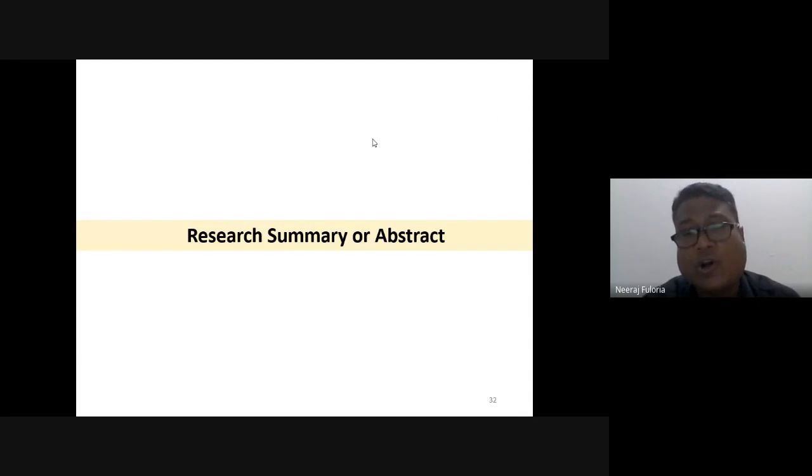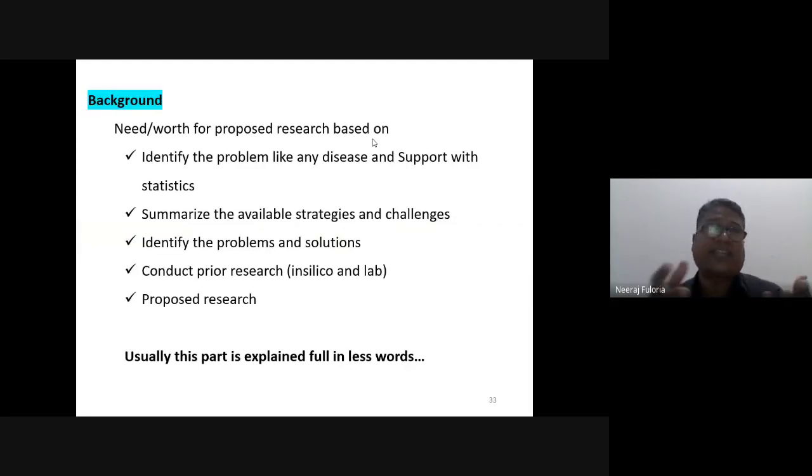Now coming to your first point, when you are writing a proposal, all these I discussed in the beginning. These are the elementary contents. Now coming to the research summary. It's just like writing a paper: whenever we write a paper, first we write an abstract.